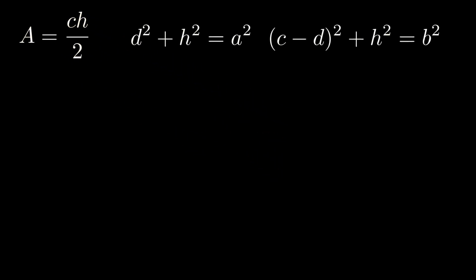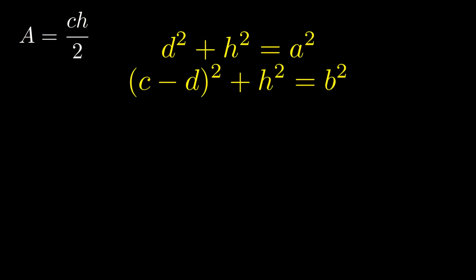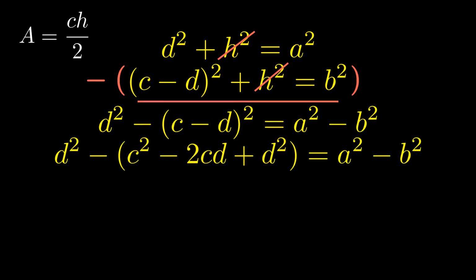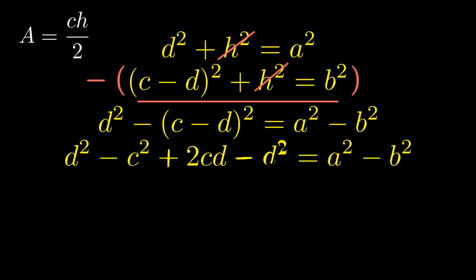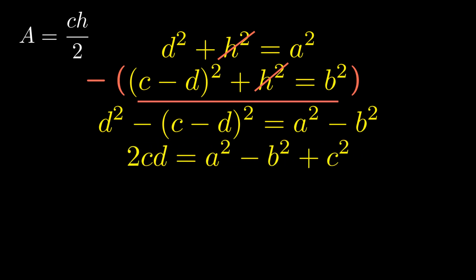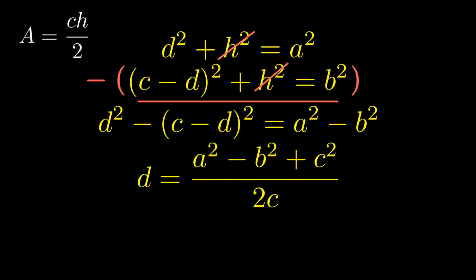Now let's look at these two equations. First, let's subtract them. Note that the h squareds cancel. Now we can factor the left side by using difference of squares. Distribute the negative, and note that the d squareds cancel. Now let's isolate d on the left side. Now that we have d, we can plug it into our original equation, find h, and plug it into our area formula.